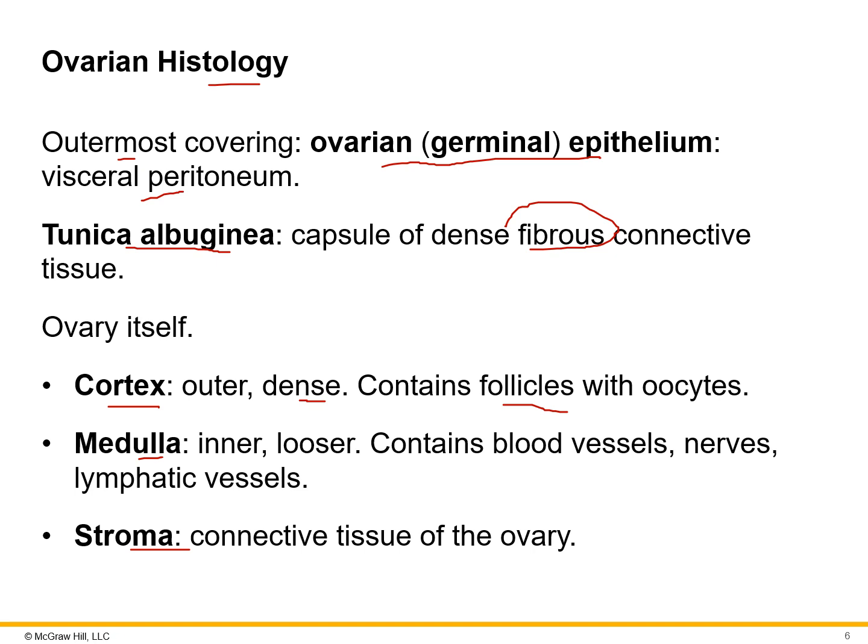The medulla is on the inner part. It's a little looser tissue. This is, again, where innervation is going to happen for those blood vessels coming in, as well as our nerves and the lymph system. And then the stroma is that connective tissue of the ovary. So we have some dense, looser, and then that stroma for connective tissue.